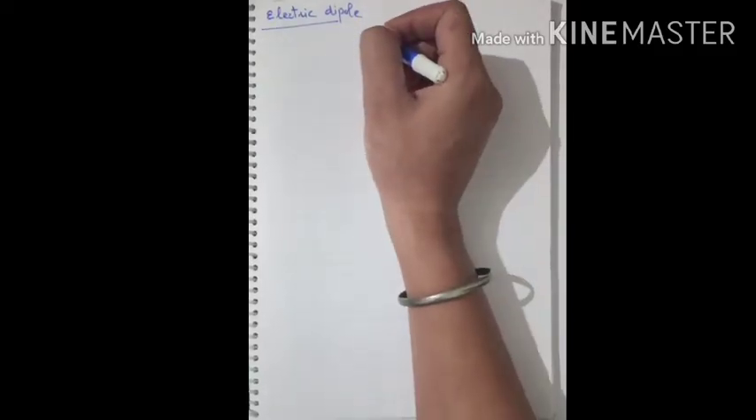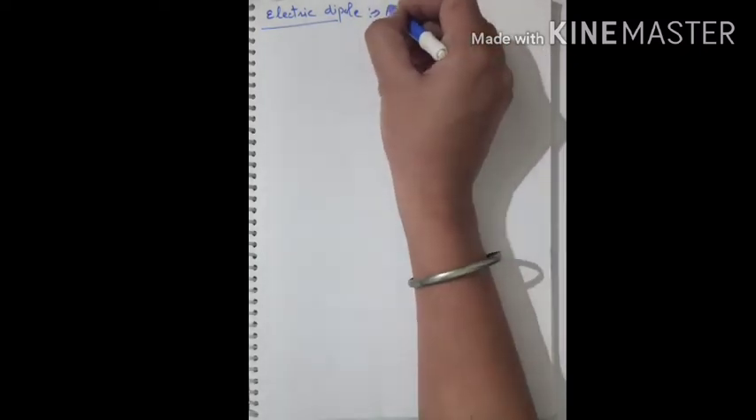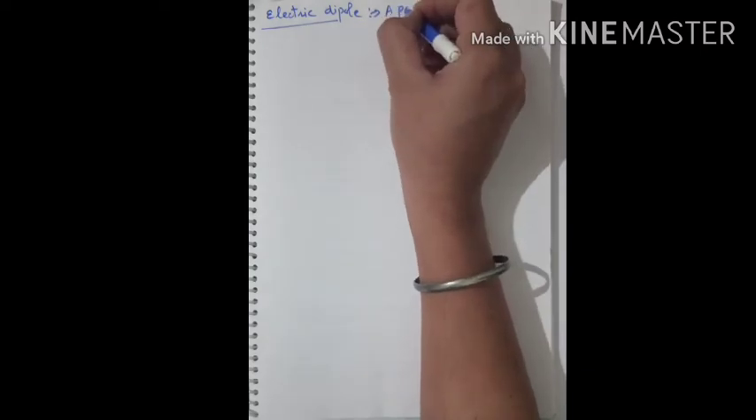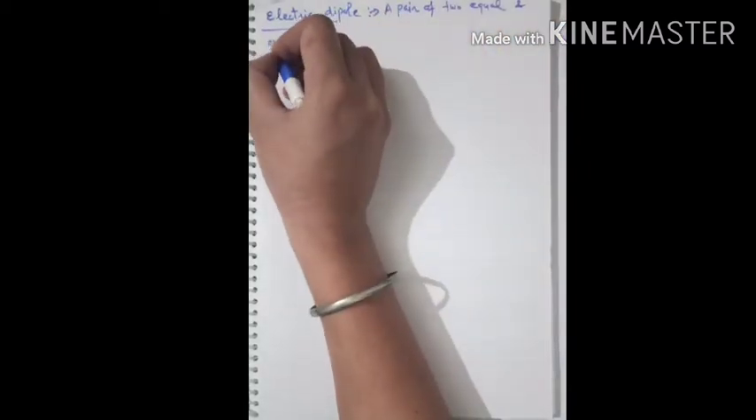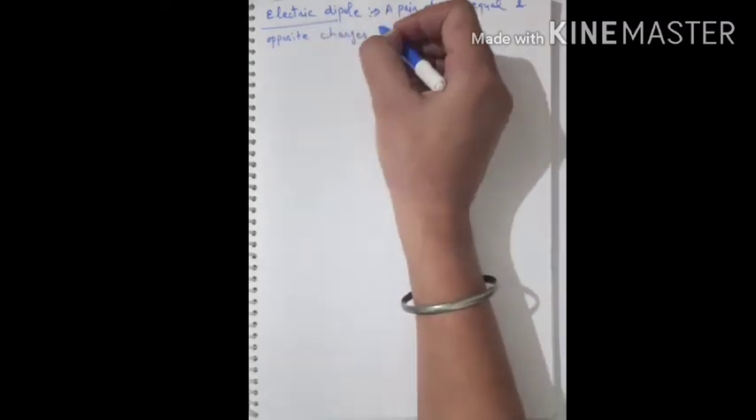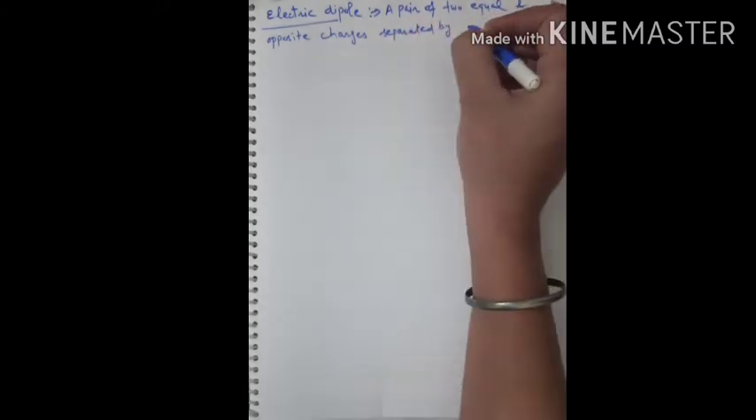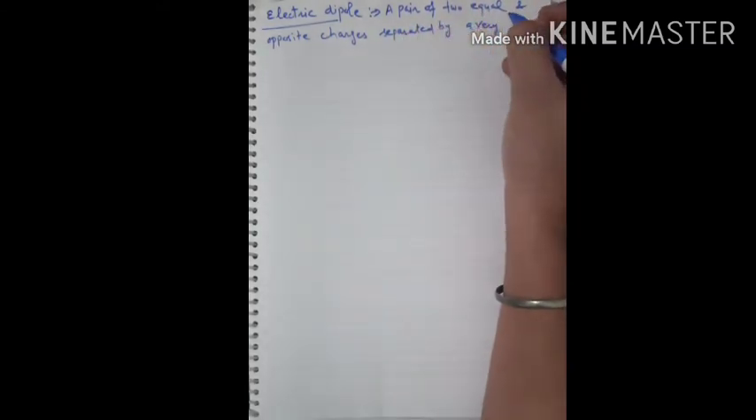The topic is electric dipole. An electric dipole is a pair of two equal and opposite charges separated by a very small distance, which is 2a.